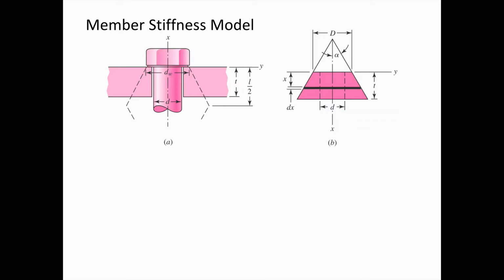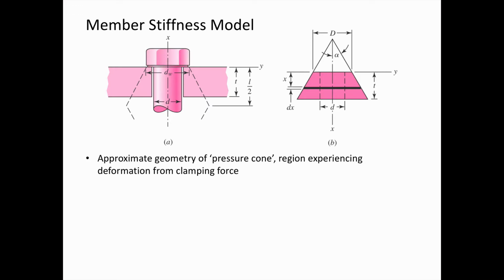Now, let's look at a model that we can use to estimate member stiffness, and we'd like to use an approach that's easier than using finite element analysis. The strategy here is to approximate the geometry of the pressure cone, or the region in the member that is experiencing deformation from the clamping force of the bolt. And the geometry that we're using in the simplification is a truncated cone, or a frustum.